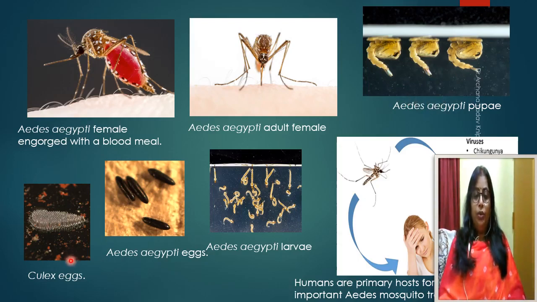Sorry, it's the Culex eggs, and it's the Aedes aegypti egg, and this is the Aedes aegypti larvae. It shows the various types of disease which are responsible for spreading in humans.